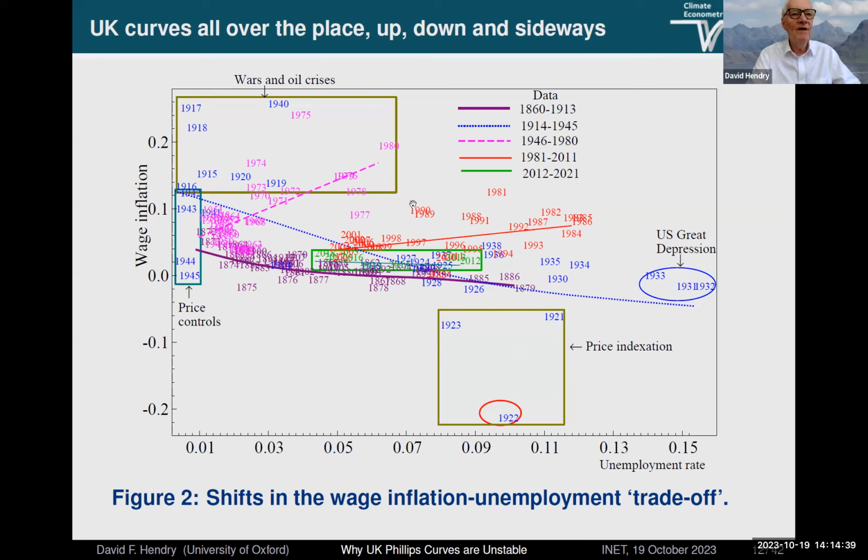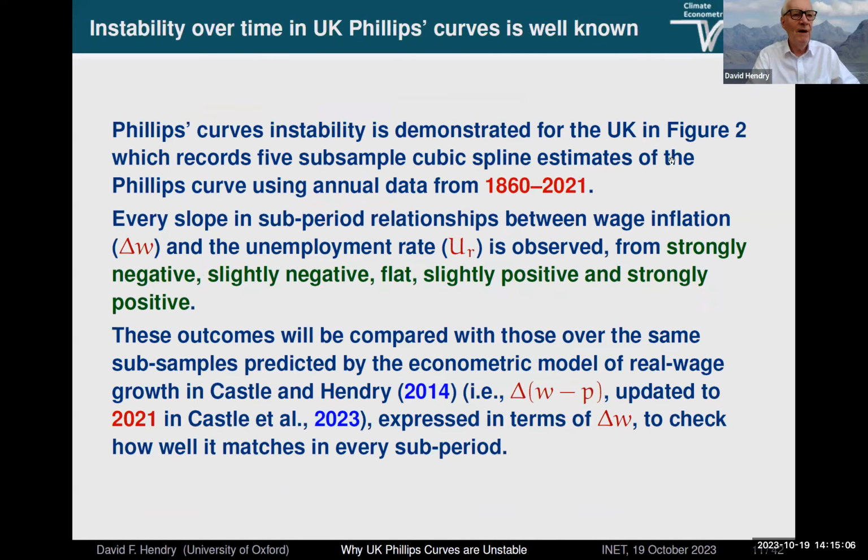Then we get to 1946 to 1980, and it's completely different. It's sloping strongly upwards. And if we go to the more quiescent period, 81 to 2011, it's also sloping upwards. And over the recent years, it's absolutely flat. So they're all over the place in ways you wouldn't expect, and they're constant when you wouldn't expect them to be constant, and not constant when you might expect them to be constant. That's another part of this puzzle. So we get every possible slope in the relationship between change in nominal wages and unemployment rate: strongly negative, slightly negative, flat, slightly positive, strongly positive.